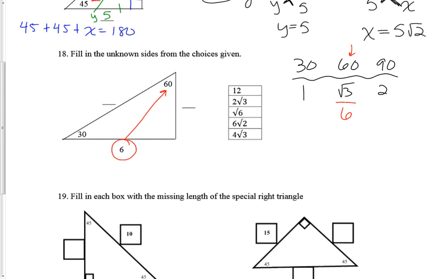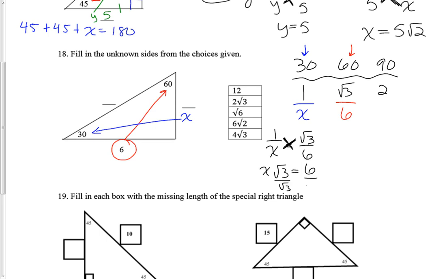Next, I need to find a missing side. I'm going to go ahead and call this side x. This side is across from the 30. So I go to my 30, and I'm going to make a fraction with the x. I'm going to set these two fractions equal to each other. And once I've done that, I'm going to cross multiply. So x times the square root of 3 is equal to 6. To find x, I need to divide both sides by the square root of 3, and that gives me x is 6 divided by the square root of 3.